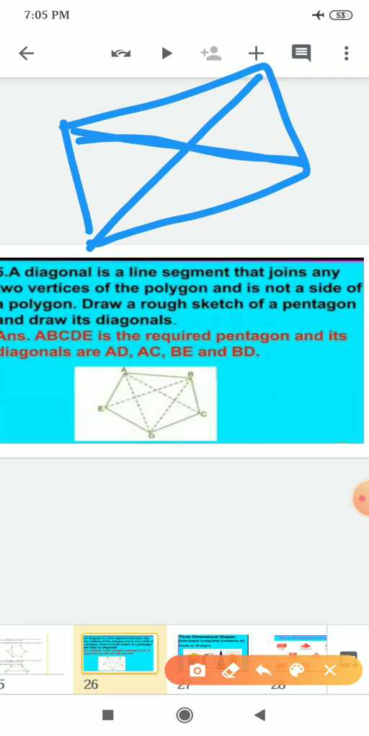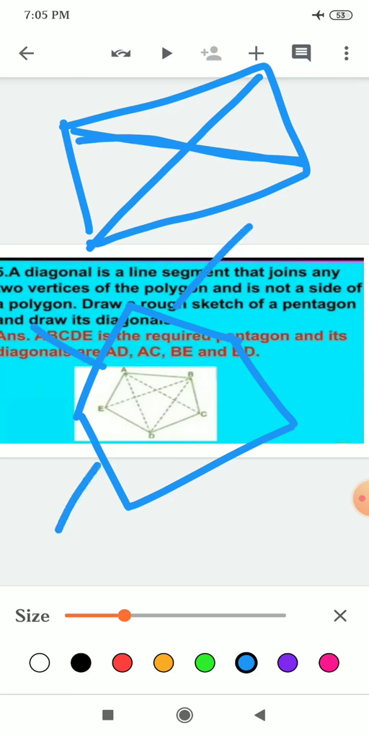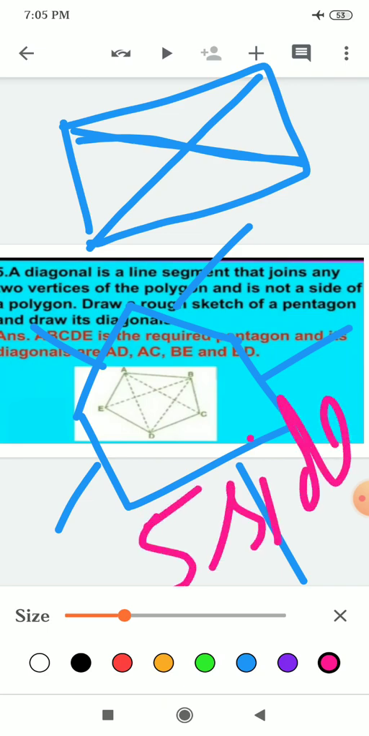Draw a rough sketch of a pentagon. As you all know, a pentagon is a shape like this. It is like a mandir shape. 5 sides: 1, 2, 3, 4, 5. Pentagon has 5 sides. So you should know how to draw the pentagon and hexagon. So do practice of that.